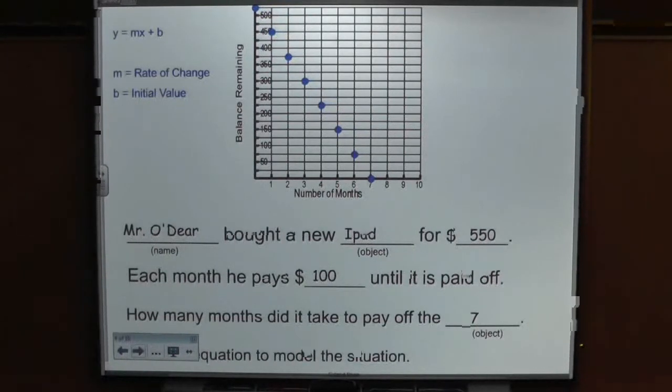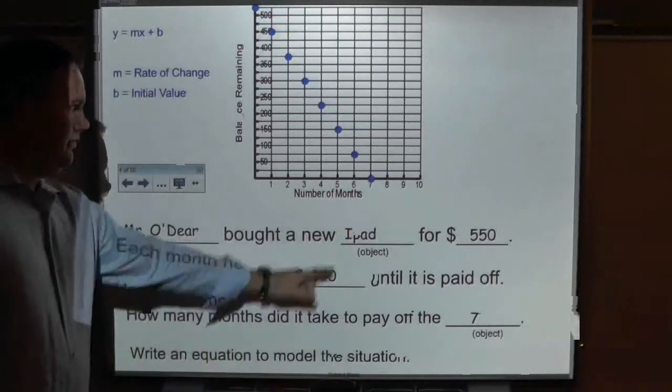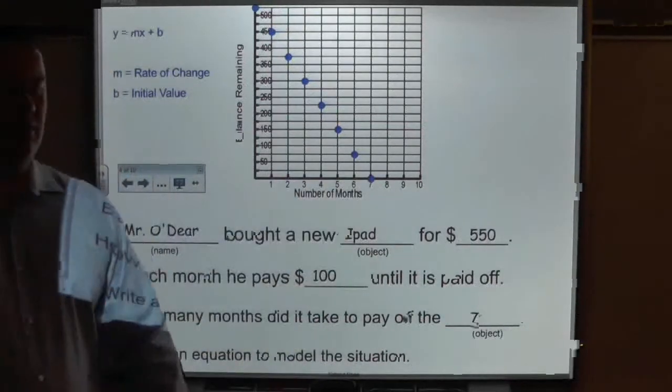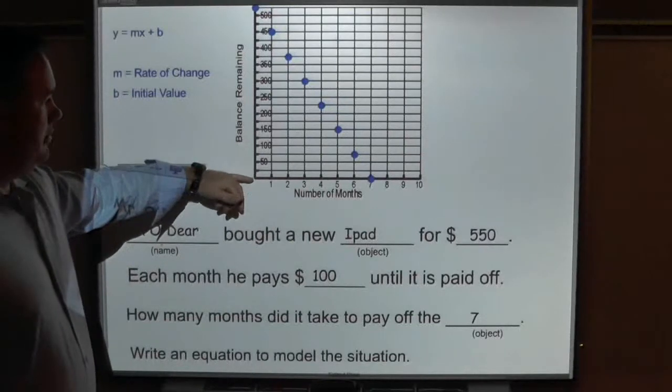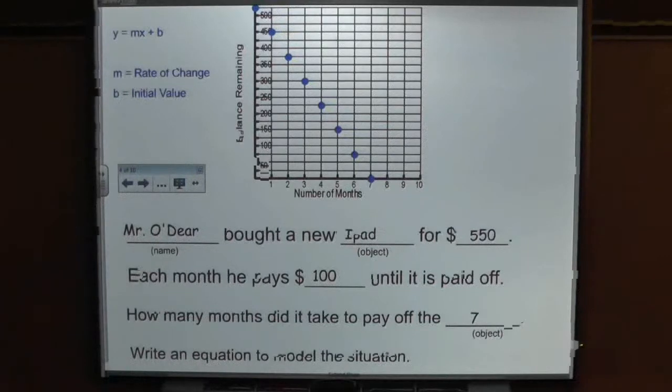So you look at it. Myself, I bought an iPad for $550. Each month, I paid off $100 on that iPad. So how many months did it take to pay off? Well, 7. How do you know it's paid off? It's at 0. The balance is at 0. This is the point (7, 0). The y-coordinate is 0, so that means everything's been paid off.